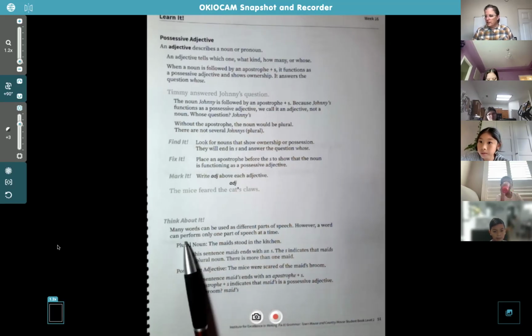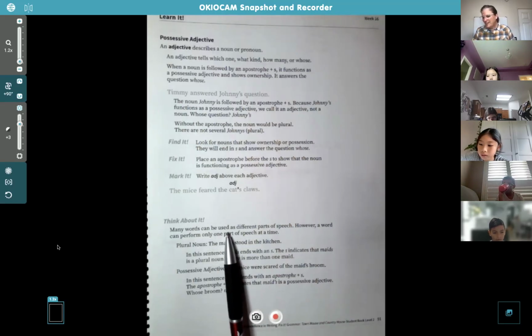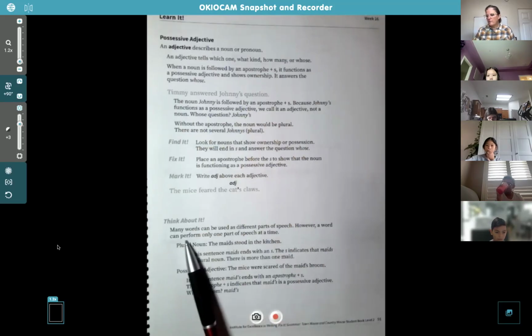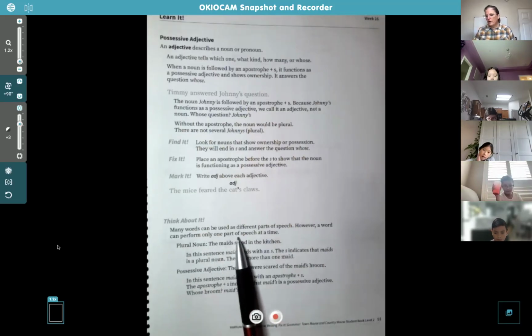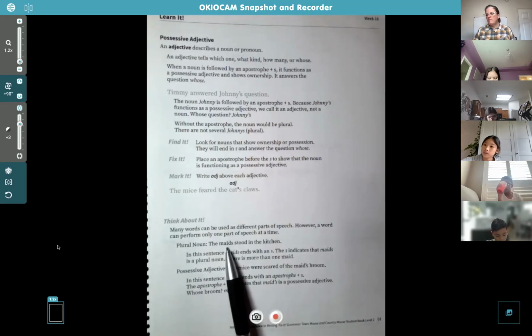Okay. So down here, it tells us a little bit to think about. Many words can be used as different parts of speech. However, a word can perform only one part of speech at a time. So here's what a plural noun looks like. The maids stood in the kitchen. Maids is plural, more than one maid.